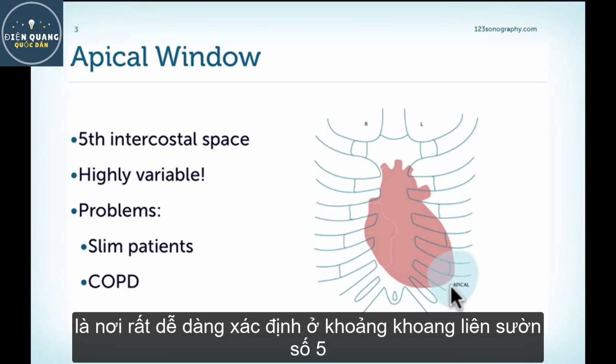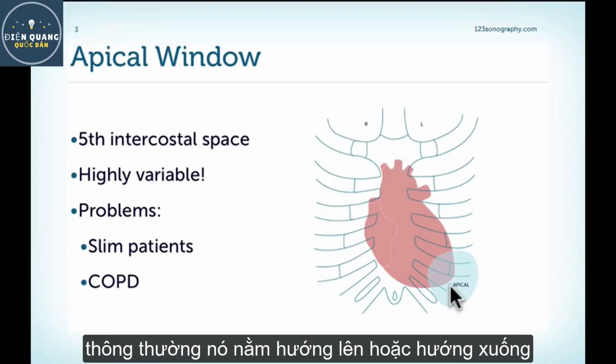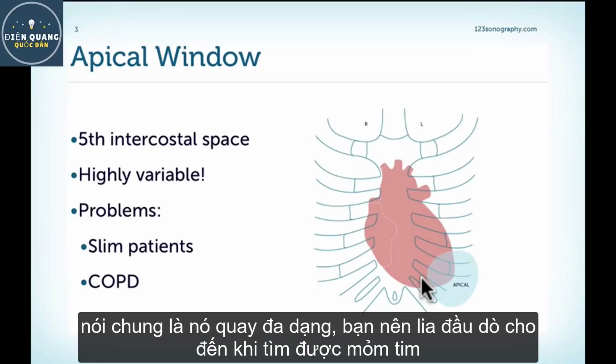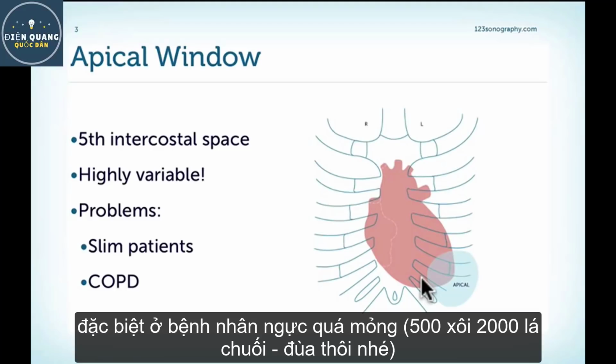Usually it's somewhere in the region of the fifth intercostal space, but it can be located further up or sometimes even further down, and the apex can also be rotated more towards the back or even more towards the sternum. So there's a high variation, and you will have to just play around with the transducer until you find where the apex is.